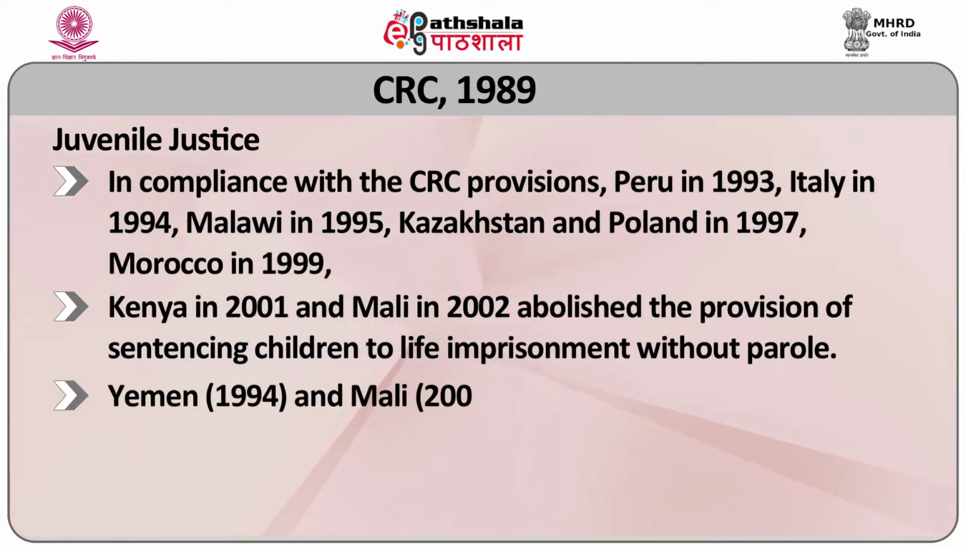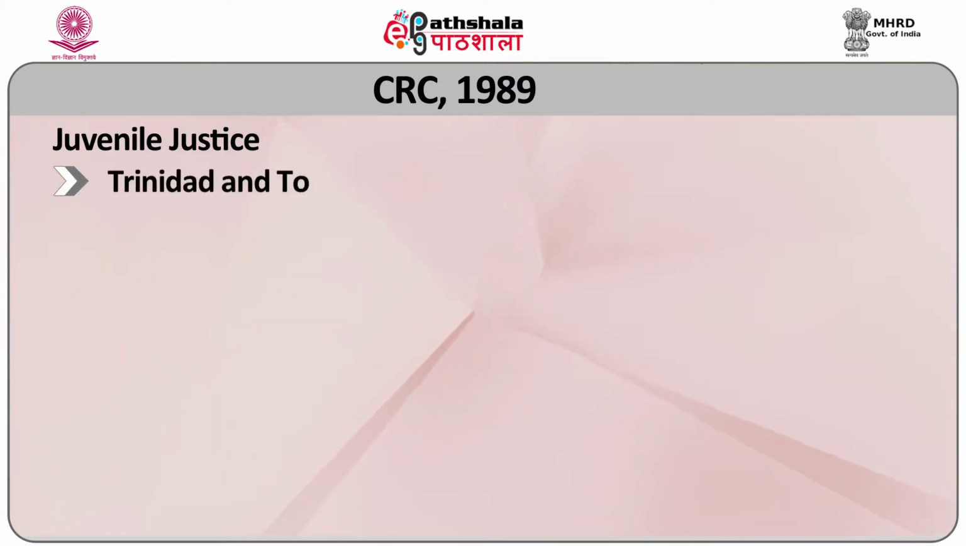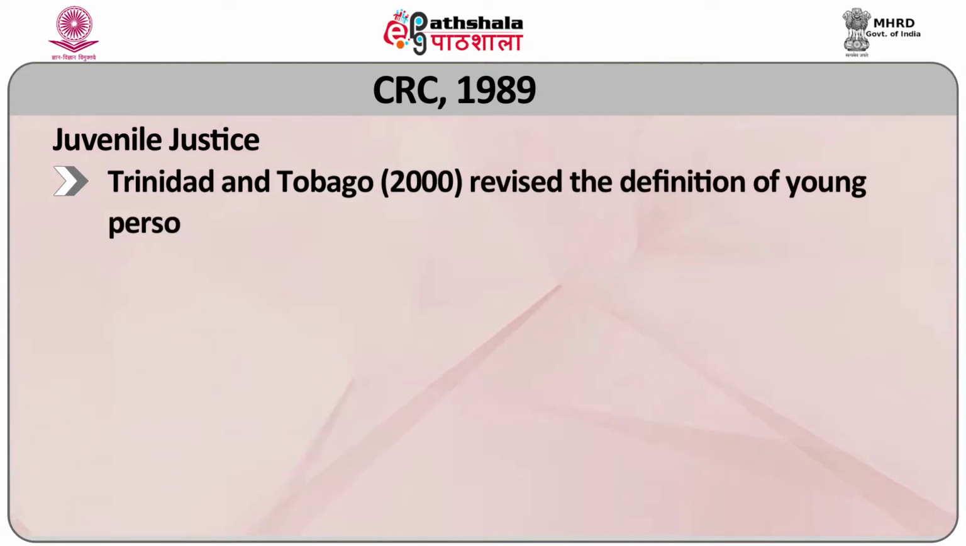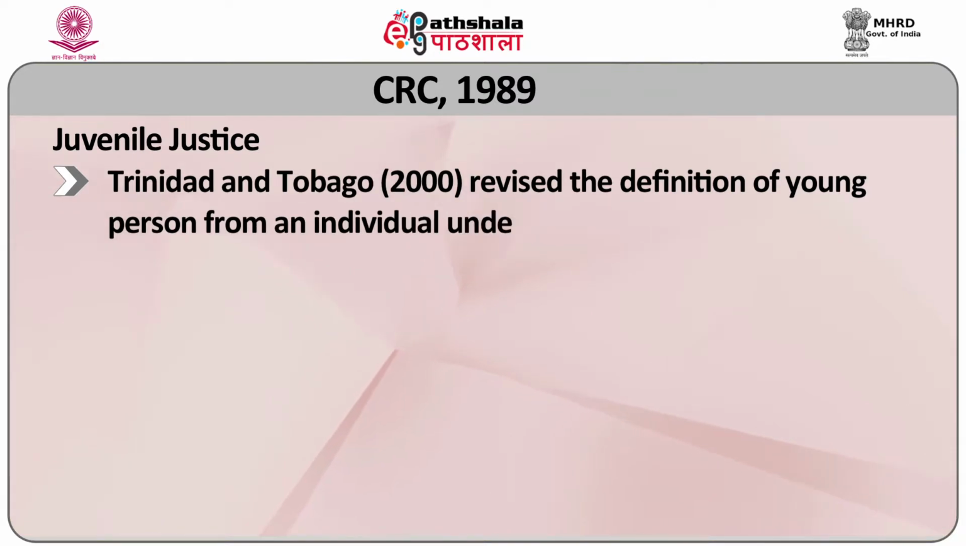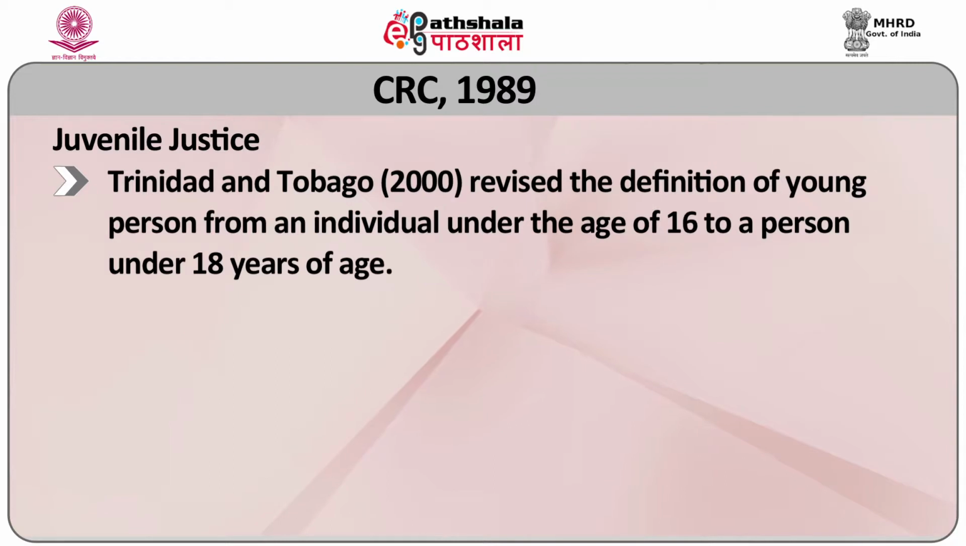Yemen in 1994 and Mali in 2002 established 18 years as the age of criminal responsibility. Trinidad and Tobago in 2000 revised the definition of young person from an individual under the age of 16 to a person under 18 years of age.